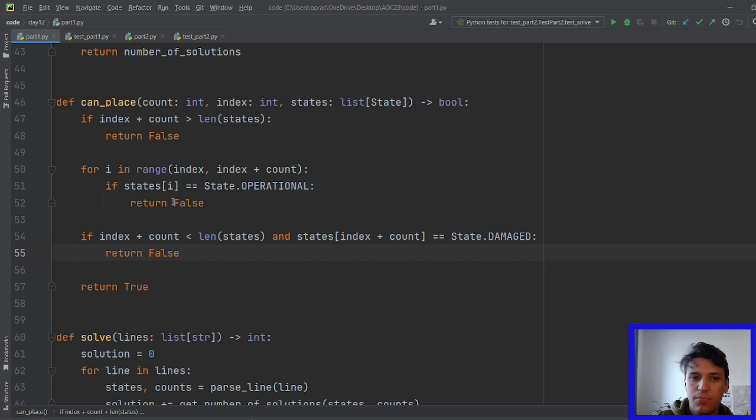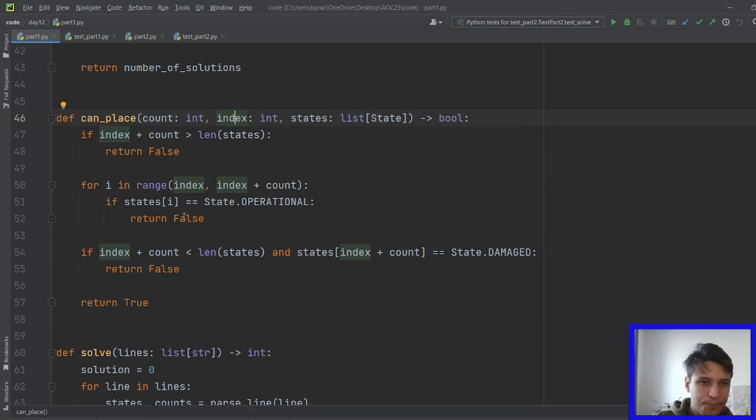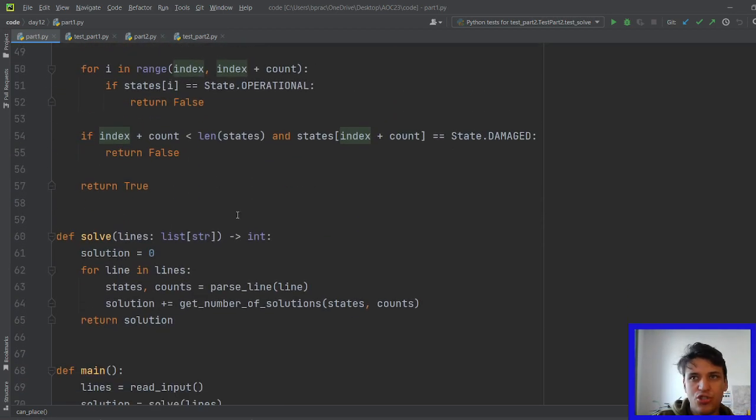And the final condition is that either there are no more states left afterwards. Also, if there are states left after the count, and furthermore the next state is damaged, that is also illegal. So we know that the next state must be operational and not damaged. So we also return false. And those are the three possibilities for how it can fail. Otherwise, we know we actually can place the count at the index. And yeah, that will allow us to solve the problem.